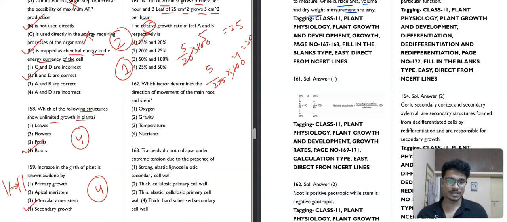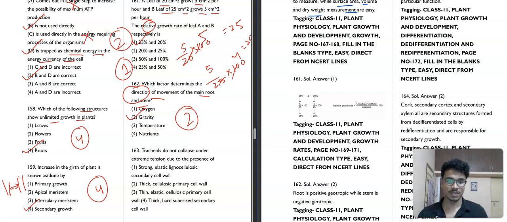Then question number 162. It is saying that which factor determines the direction of movement of the main root and stem. Okay, which factor determines? Is it oxygen? No. Is it gravity? Yes, gravity is our correct answer. Is it temperature? No. Is it nutrients? No. All of these are required, but which is the main determinant factor for main root and stem direction? Obviously it will be gravity. Second option is our correct answer.